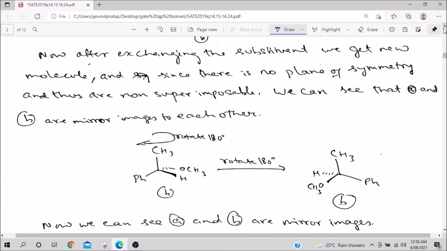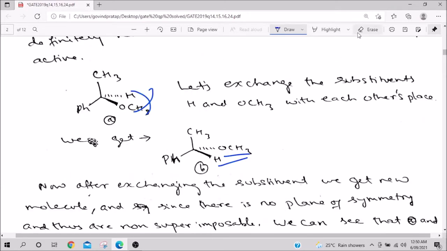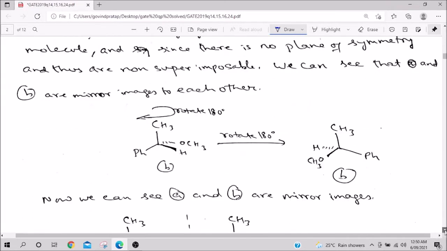Now I am trying to show you how A and B are mirror images of each other, because once you have exchanged, it is not very clear that they are mirror images, but in a short span of time I will be able to explain that these two are actually mirror images. So I am taking this B, and I am rotating it 180 degrees like that.